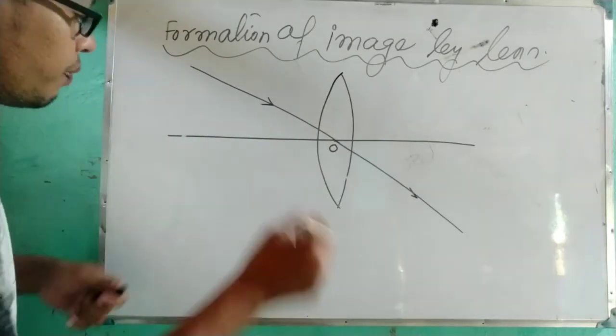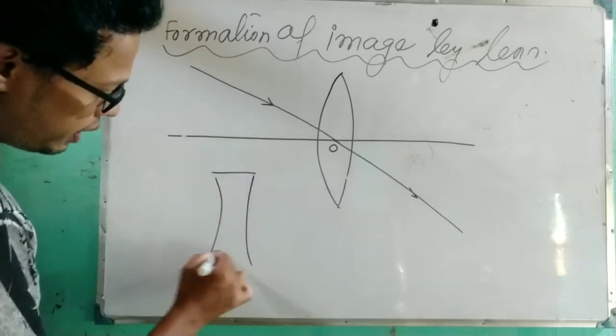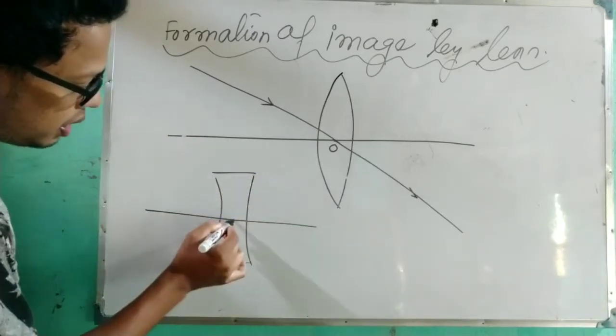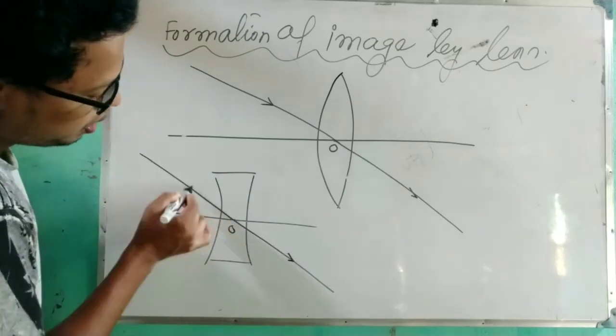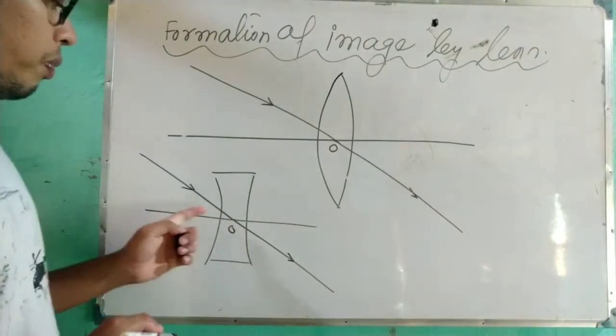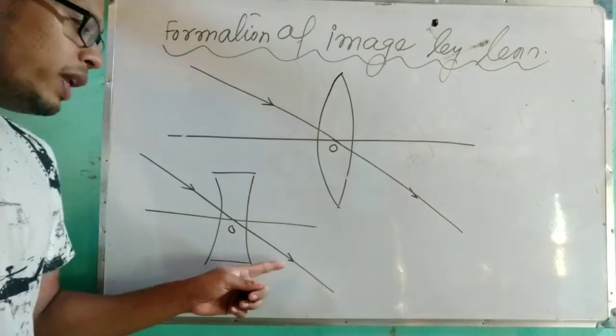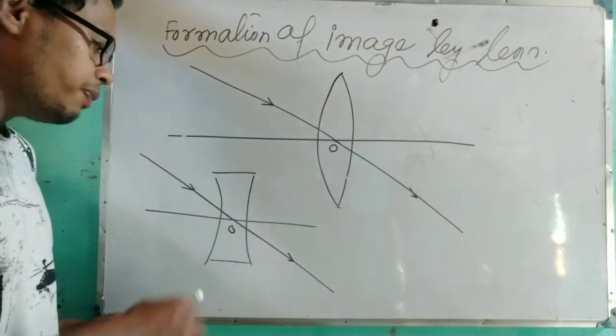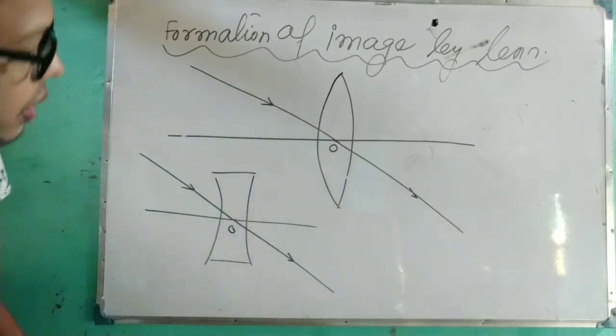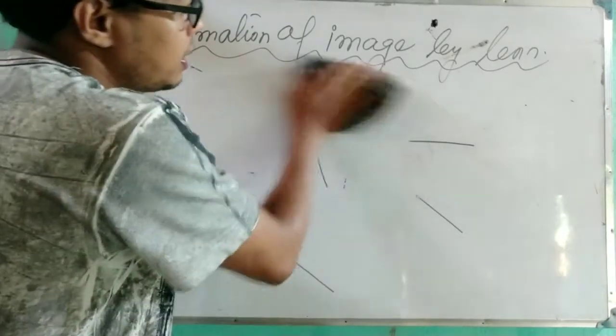In case of concave also, if we draw the concave lens over here, then this is the principal axis, this is the optical center. In this case also, the same phenomenon will happen. The direction of incident ray will be the same as the direction of the emergent ray or the refracted ray when it passes through the optical center. This is the first rule. What is the second rule?